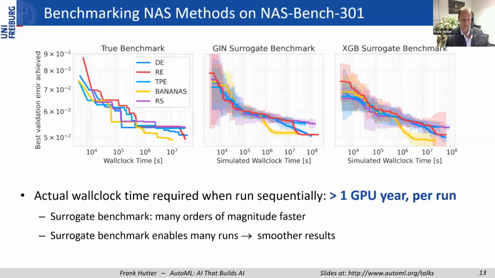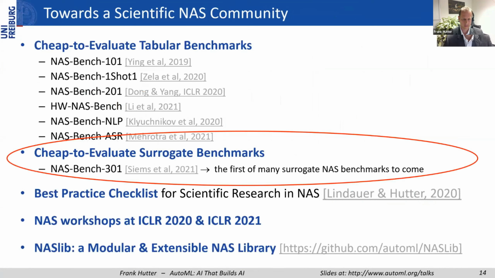All right, so I showed this slide here before. And now I just wanted to point out that with these surrogate benchmarks, I really hope that we can scale the success of these tabular benchmarks. NASBench 101 was not the last. It was the first in many tabular NAS benchmarks. I hope that NASBench 301 can be the first of many surrogate NAS benchmarks to come, and therefore allow us to look at a lot of very interesting search spaces that we haven't been able to look at properly so far. And with those developments and all the other developments in the community, I believe we now have a quite solid foundation for a scientific NAS community.